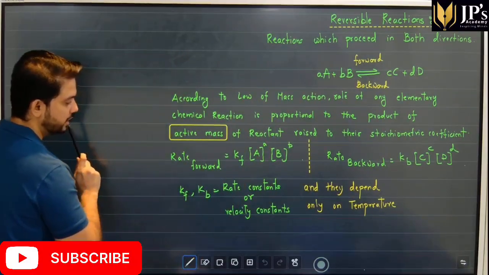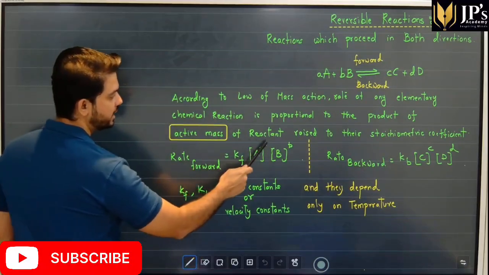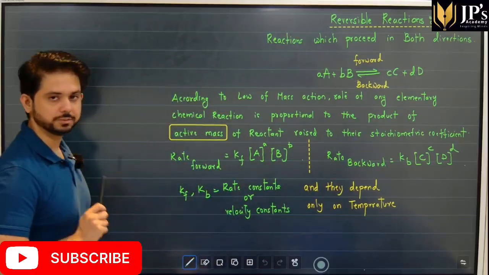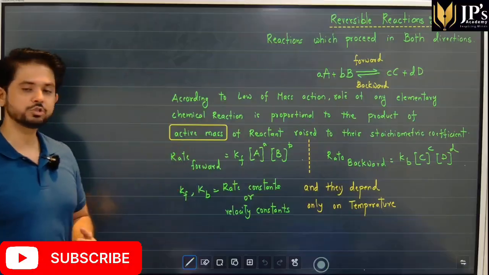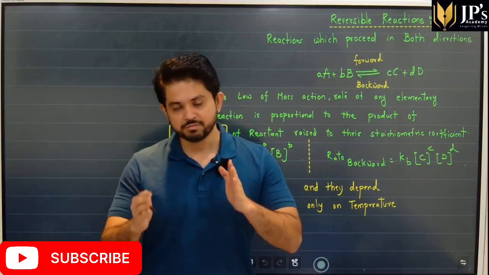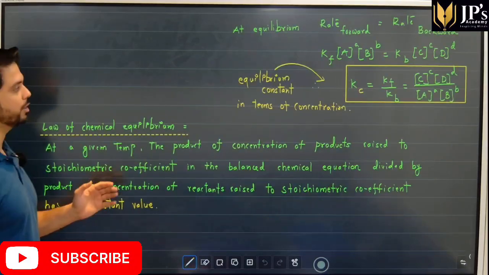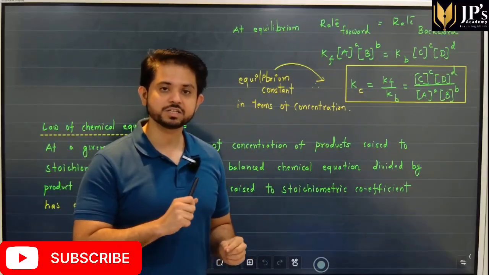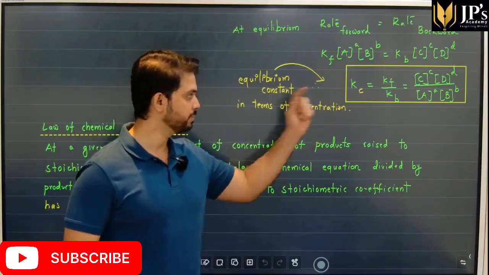the rate constant Kf into the product of the molar concentrations of the reactants raised to their coefficients, and the same for the backward reaction. Remember students, Kf and Kb are called rate constants or velocity constants and they depend only on temperature. When we reach equilibrium, the rate of the forward reaction becomes equal to the rate of the backward reaction. When we equate these, we get the expression for the equilibrium constant, which is given by capital K.